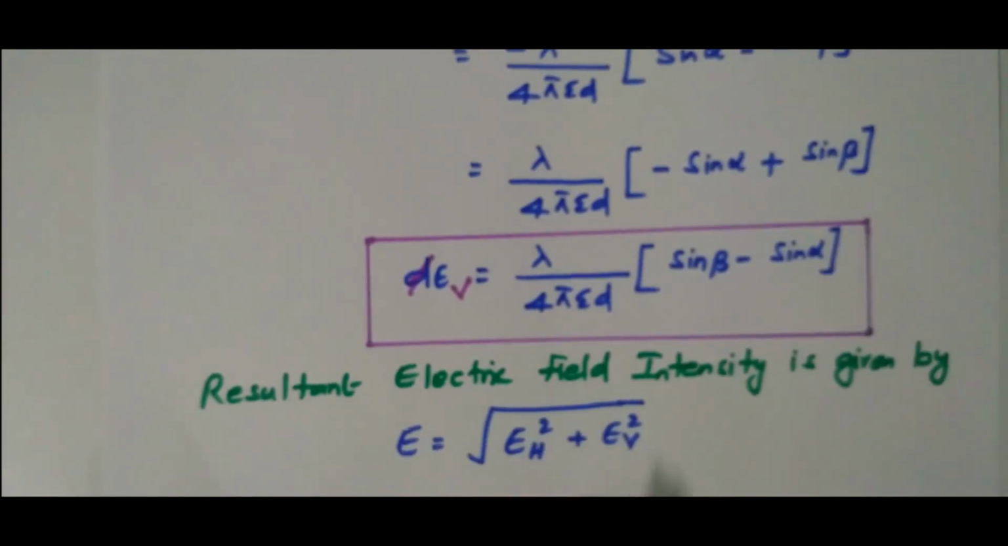So in this video we discussed the electric field intensity, the definition for electric field intensity, then charge distribution, three types of charge distribution, then electric field intensity due to a finite wire. We got the expression for the horizontal component, vertical component, then finally we got the total component.